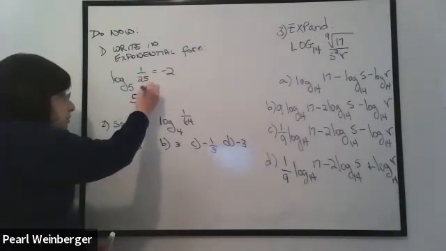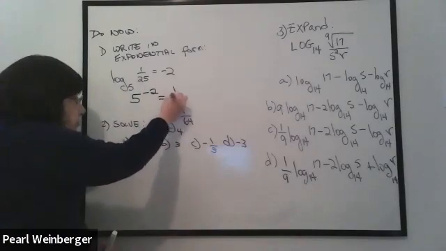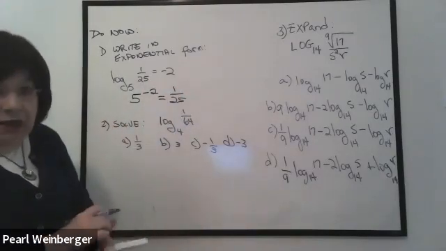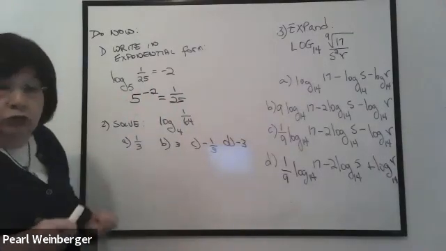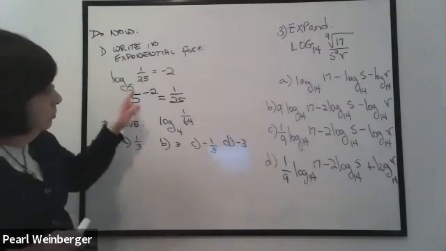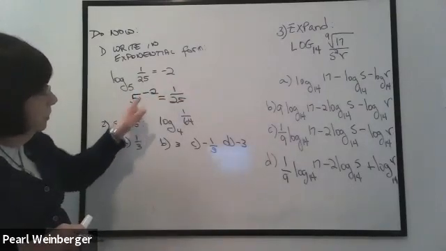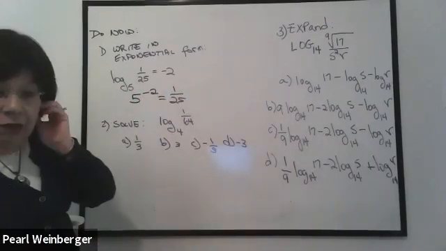So my exponent is -2, and that equals 1 over 25, which of course is a correct statement, because when you do 5 to the -2, you're doing 1 over the negative exponent, which means you're doing the reciprocal, and 5 to the 2 is 25, so it becomes 1 over 25.